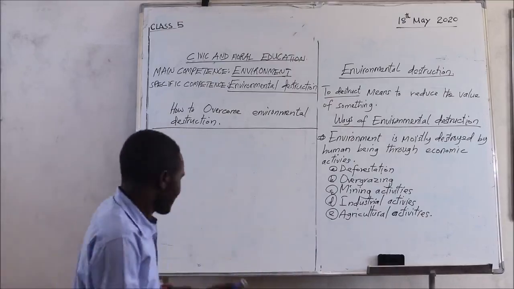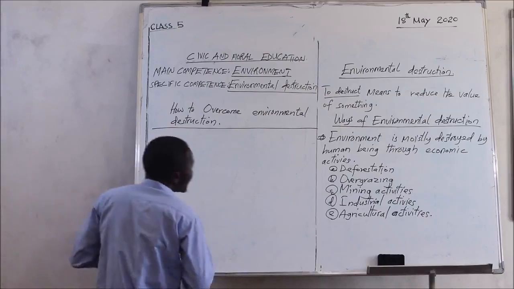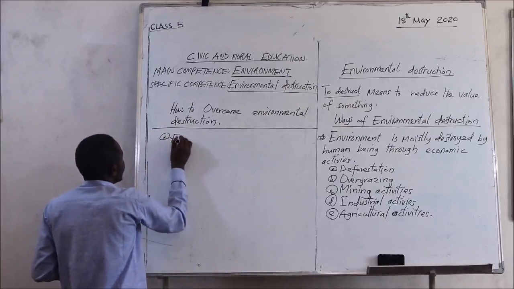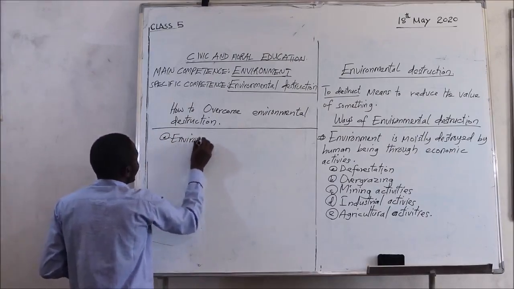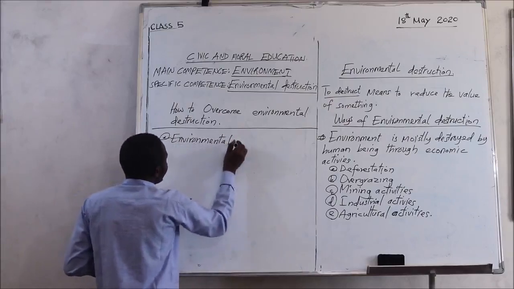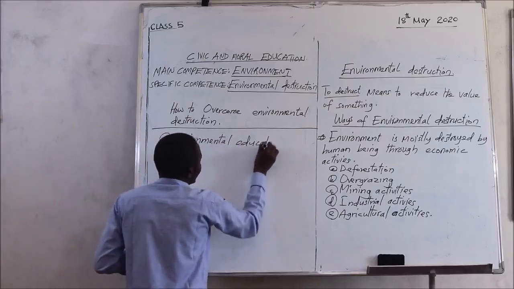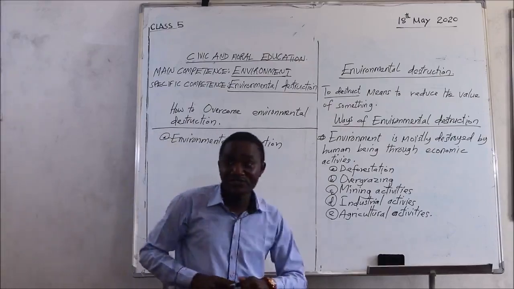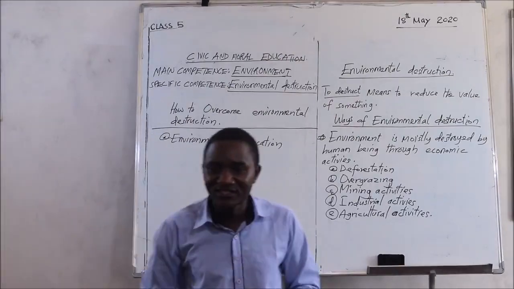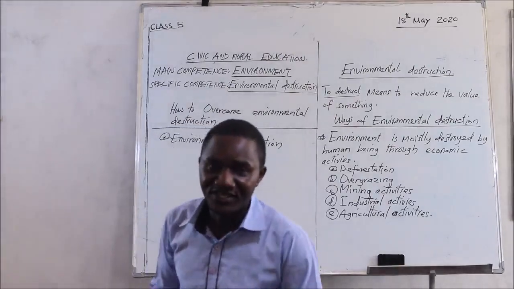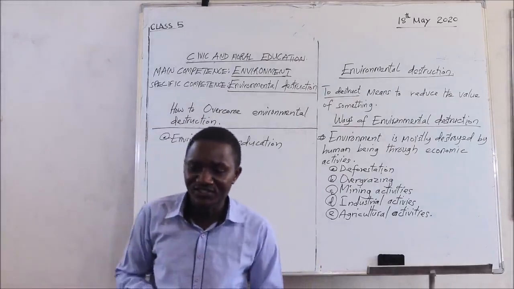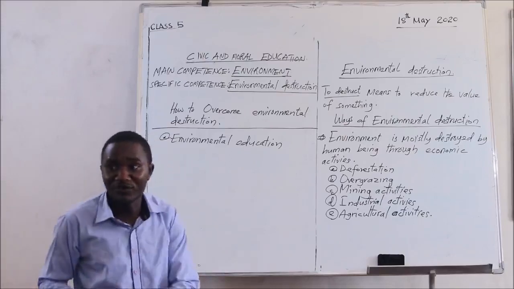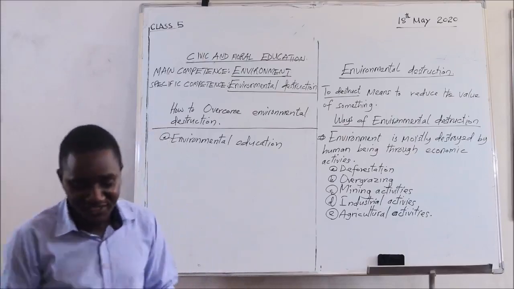First of all, there should be environmental education. What does it mean? Here we mean that people should be educated on the proper ways of using the environment. How to use the environment. This is one among the ways that can be taken to solve the problem of environmental destruction.